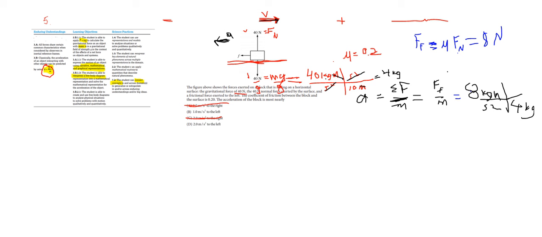Okay, so I plugged in my 8 newtons for my frictional force as kilogram meters per second squared, and divided by my mass, which is 4 kilograms. So that gives you 8 over 4. 4 goes into 8 two times. D is the answer.